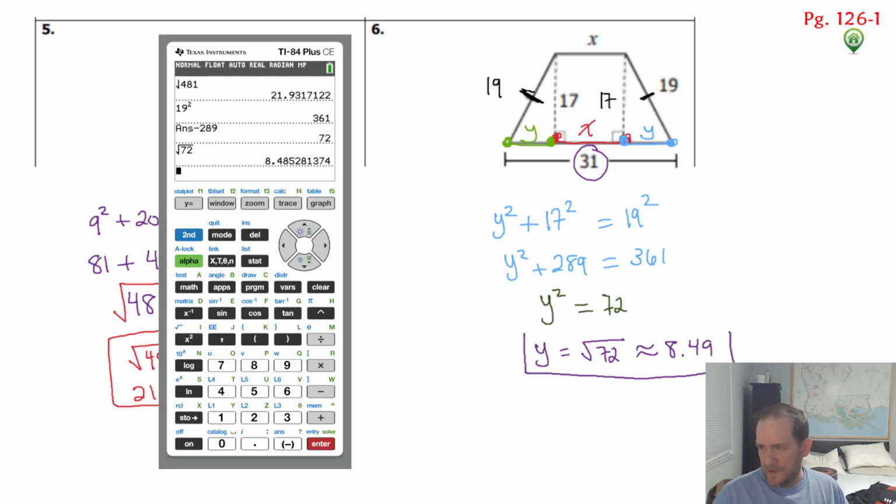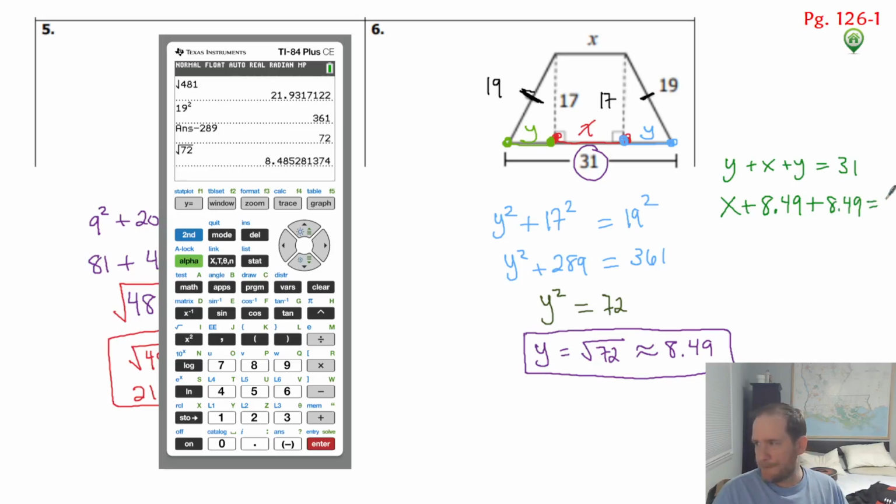Alright, now that's great and all, but we weren't actually asked to find y. We were asked to find x. So to find x, we should probably grab the y, and we know that one y plus an x plus a y altogether equals this whole base, which is 31. So that tells me that the x that we have plus y, which is 8.49, plus another y, so another 8.49, well, that would all equal 31. So if I add this up, I get 16.98.